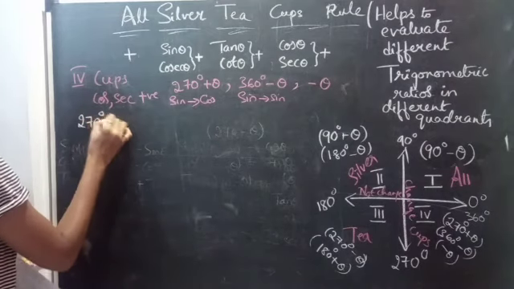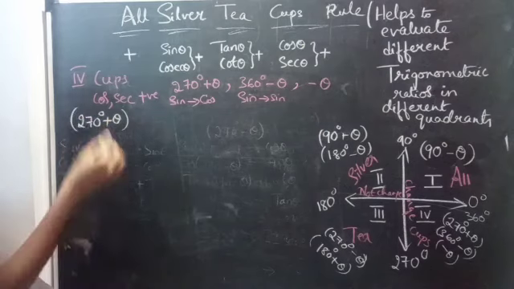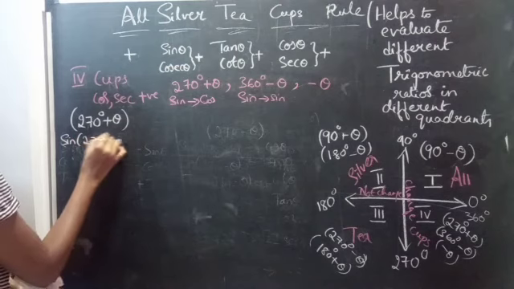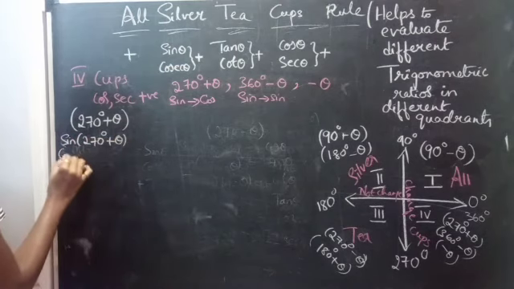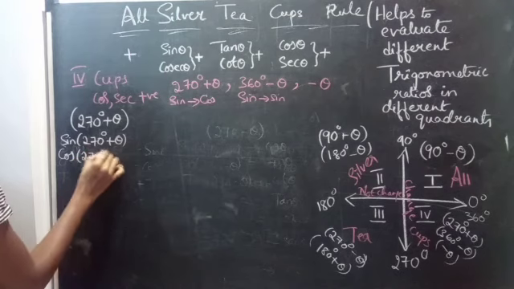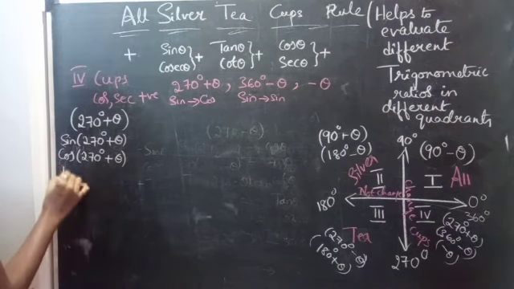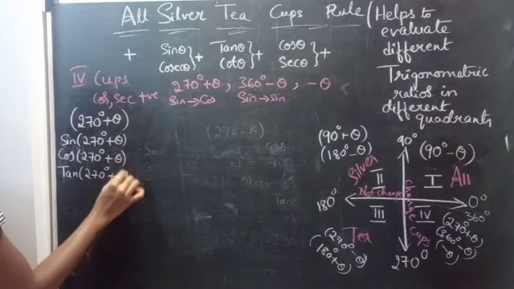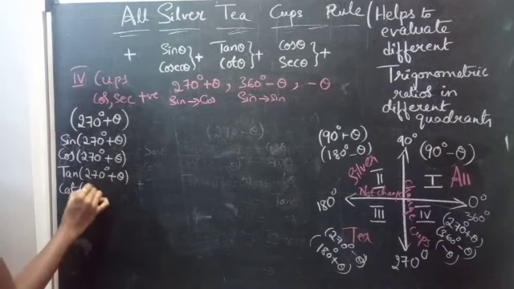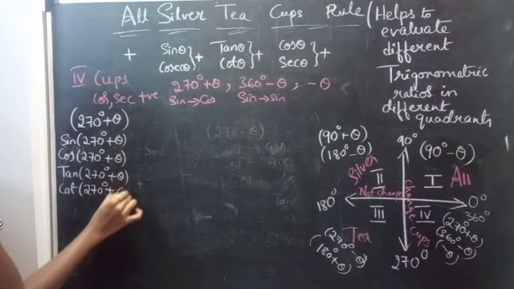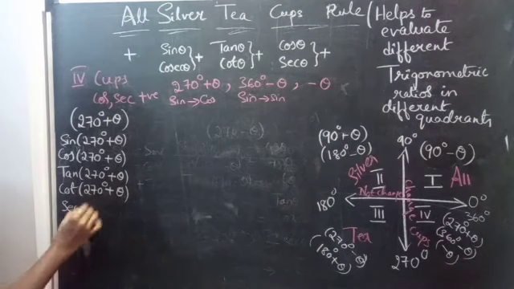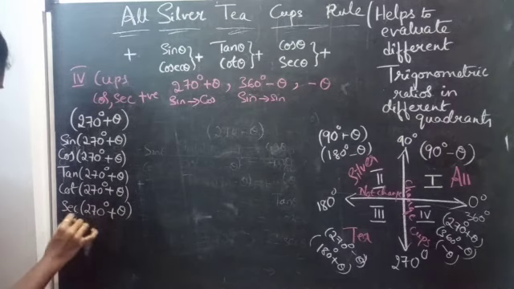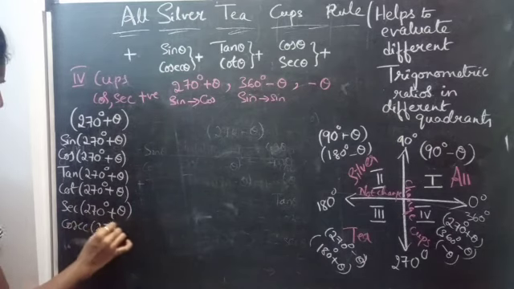Now coming to 270 degrees plus theta. Trigonometric ratios for this. Sine 270 degrees plus theta. Cos 270 degrees plus theta. Tan 270 degrees plus theta. Cot 270 degrees plus theta. Secant 270 degrees plus theta. Cosecant 270 degrees plus theta.